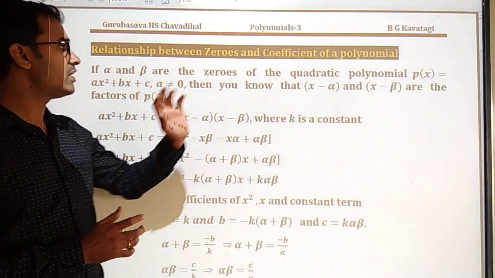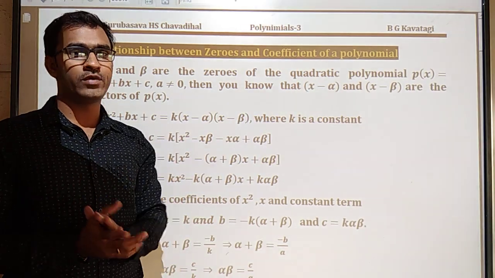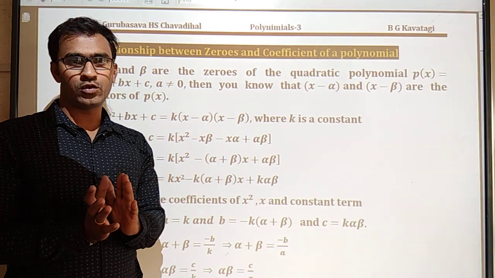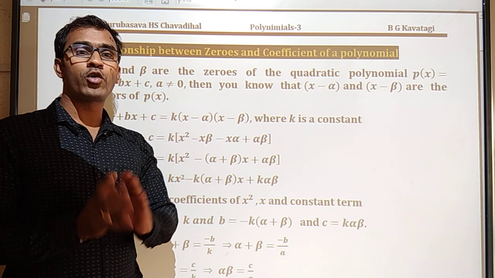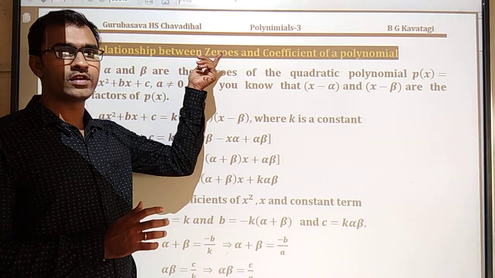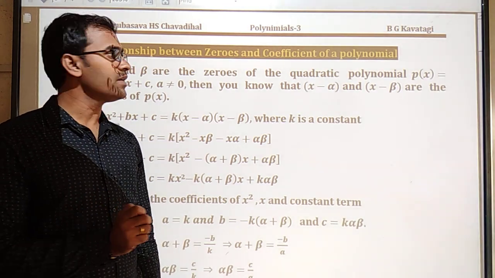In class 11, the zeroes of a polynomial and the coefficients of a polynomial relationship between a and b, right? The zero of the polynomial is an x value equal to a real number, for which the corresponding value of the polynomial equals 0.